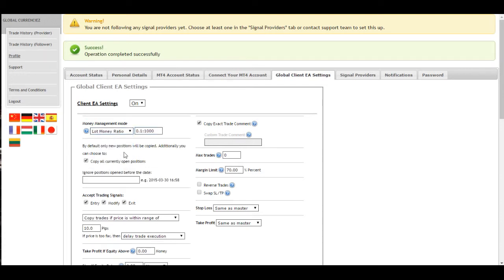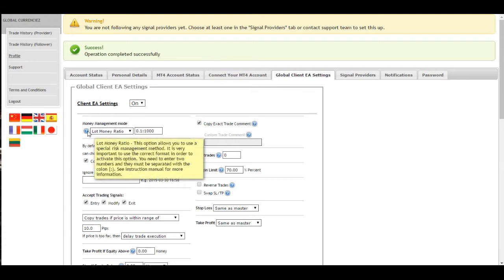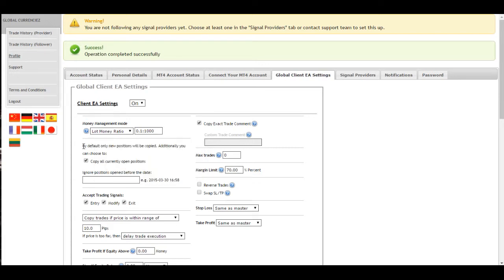All right, and then the last money management mode is the lot money ratio. This option allows you to use a special risk management method. It is very important to use the correct format in order to activate this option. You have to enter two numbers, they must be separated, and so on. More information on this is in the instruction manual. I really just don't even mess with this. But like I said, this system is really designed to be flexible.